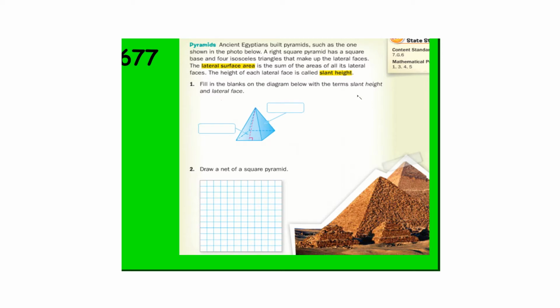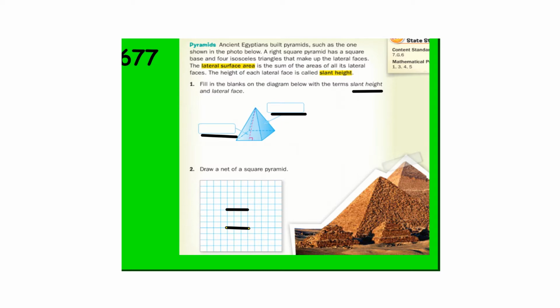Sometimes you hear it. They're calling it slant height here. So this that they're pointing to is the slant height. And then this is the lateral face, the whole triangle. Okay, so if you want to draw a net of this pyramid, that's fine. So you could start by drawing, like, it doesn't matter how big. Okay, 3 by 3, 2 by 2, 4 by 4, whatever. Okay, and then you draw a triangle.